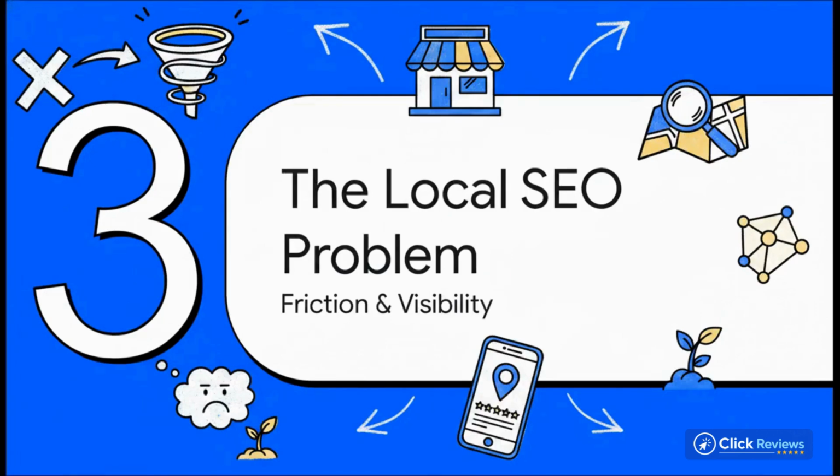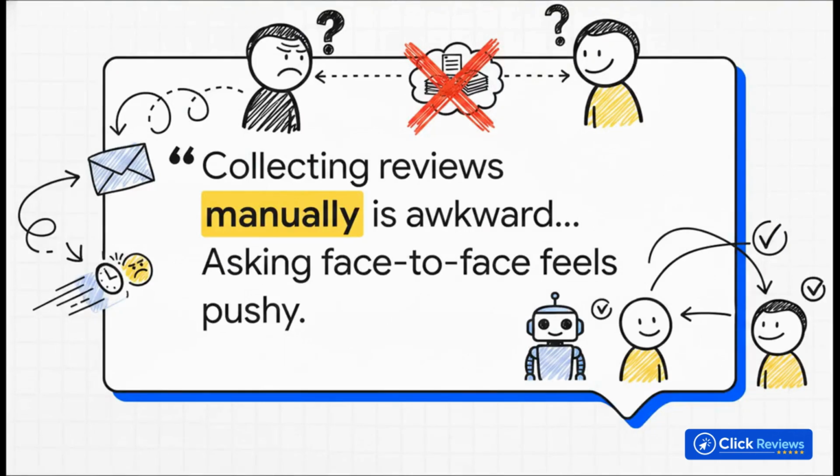Section 3, the local SEO problem, focusing on friction and visibility. Now, pivoting back to the consumer side, the marketing template completely abandons that quick funnel talk and targets a very specific, very real pain point for local businesses. The consumer source material really leans into the social friction of manual review collection.